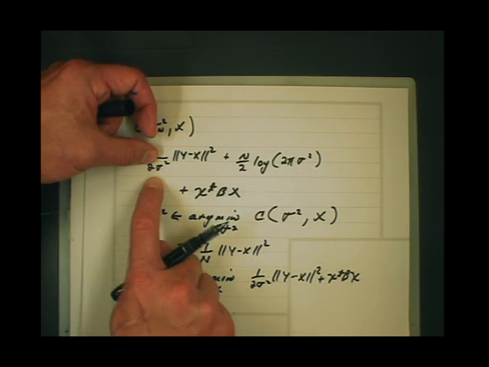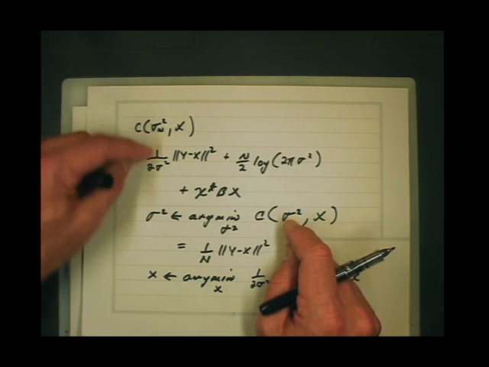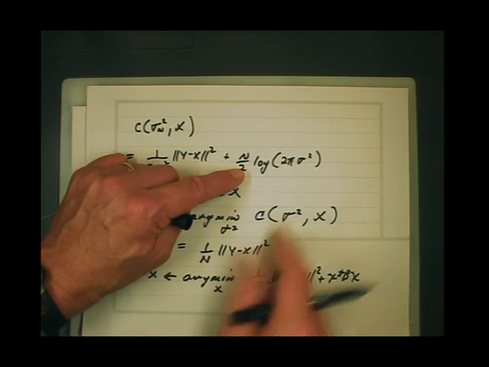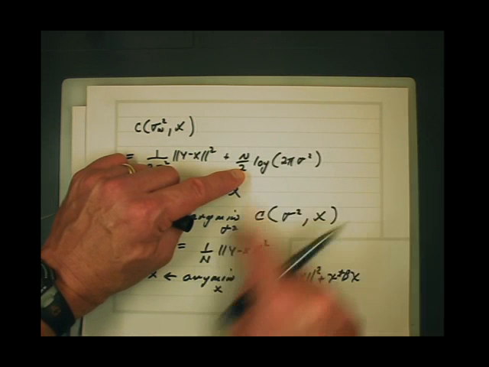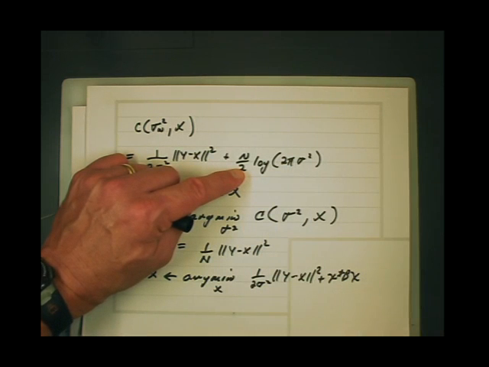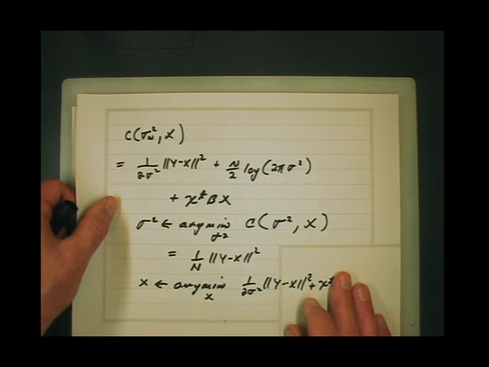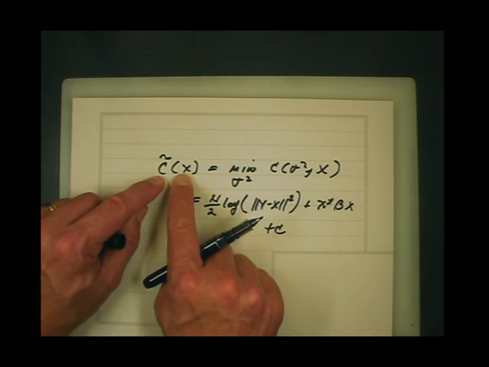I'm sorry, you get n over 2. But that's a constant. And then here, this plugs into that, so you just get the log of this, okay? And any multiplicative factor in the log becomes an additive constant. Right? So the joint minimization is equivalent to finding C tilde and then minimizing C tilde with respect to x, right? The joint minimization would be equivalent to minimizing this with respect to x.